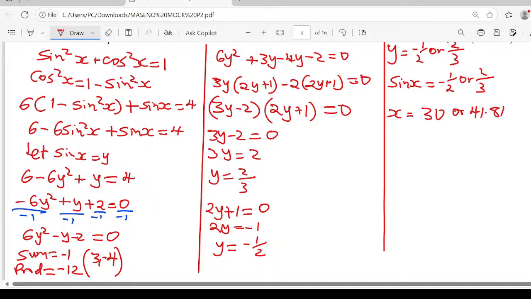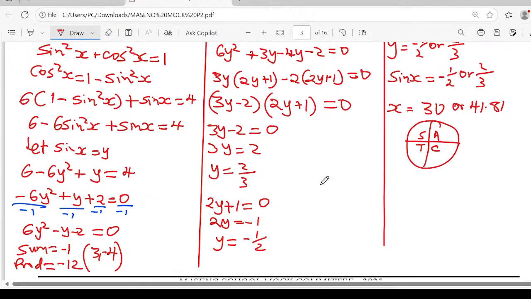So maybe let me just draw for you guys a unit circle. This is what we call a unit circle with 4 quadrants. All students take computer. So in our unit circle, I'm going to pass through the quadrants where sine is negative. We are going to get sine is negative in the third and fourth quadrant.